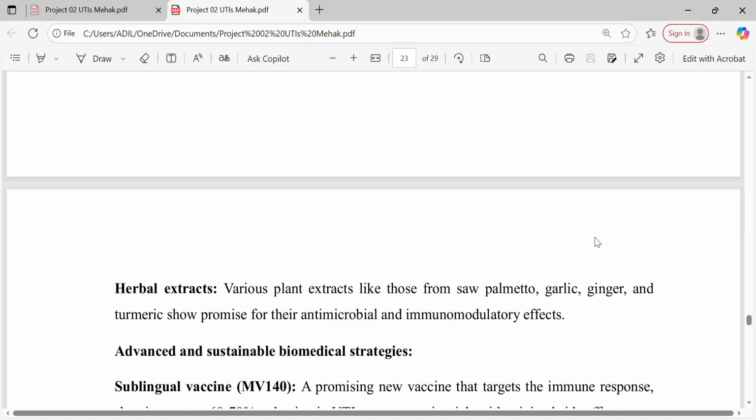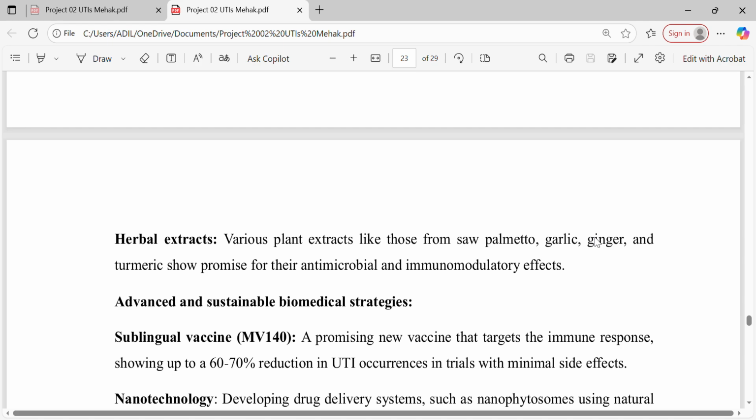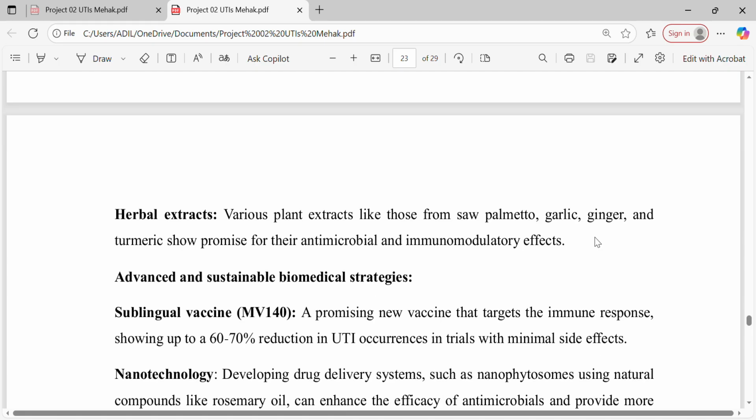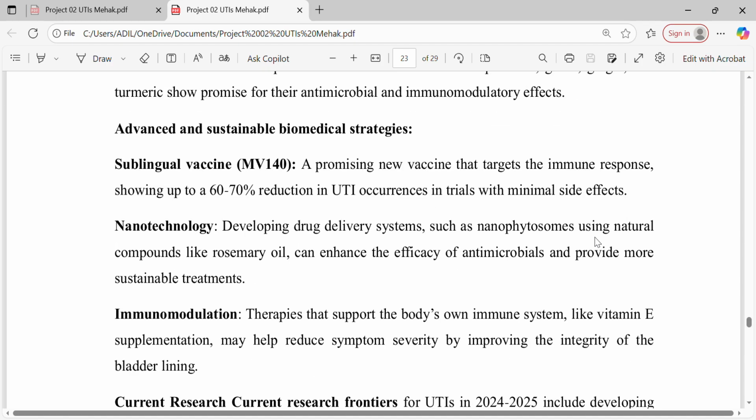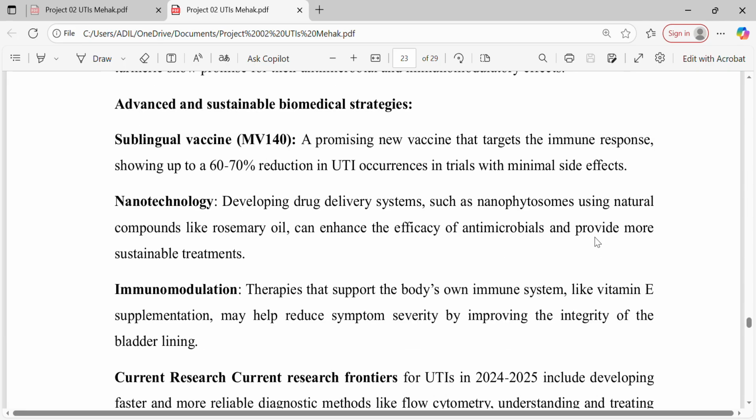immunomodulatory effects. Advanced and sustainable biomedical strategies: sublingual vaccine, a promising new vaccine that targets the immune response, showing up to a 60 to 70% reduction in UTI occurrences in trials with minimal side effects. Nanotechnology: developing drug delivery systems such as nanophytosomes using natural compounds like rosemary oil can enhance the efficiency of antimicrobials and provide more sustainable treatments. Immunomodulation therapies that support the body's own immune system, like vitamin E supplementation, may help reduce symptom severity by improving the integrity of the bladder lining.